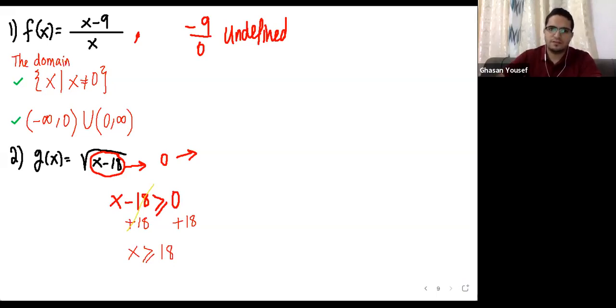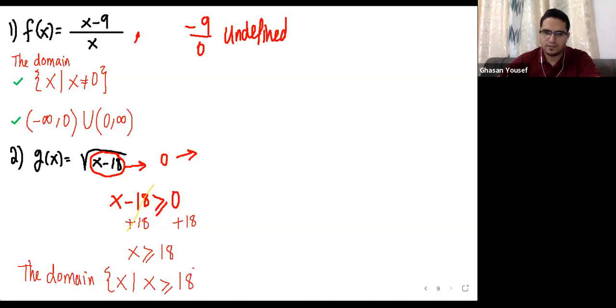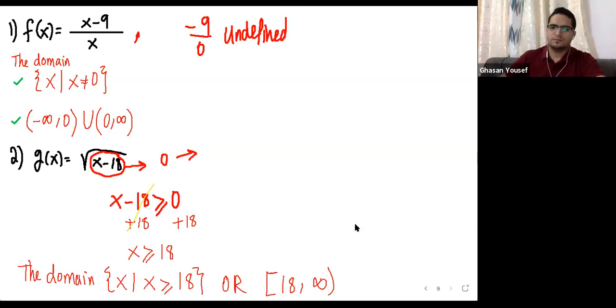So the domain for this function is x such that x is greater than or equal to 18. Or if I want to define it in a different way, I can say from 18, and 18 is inside the parentheses, so equal, closed, 18 to infinity. Any question? Makes sense, Eric? Again, under the square root must be positive or 0. This means it must be greater than or equal to 0.